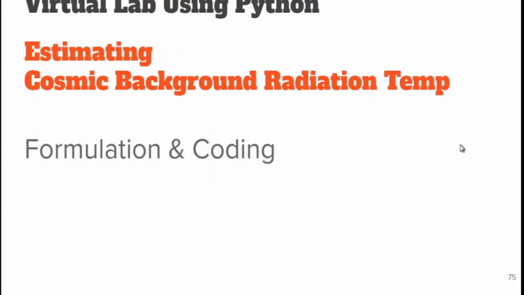All right, so welcome to this virtual lab using Python. In this lab, we're going to make use of Planck's blackbody distribution formula, which we've been working out and discussing in this particular course or module. In particular, we're going to take data that's been published by NASA from one of their satellites, known as the COBE satellite.